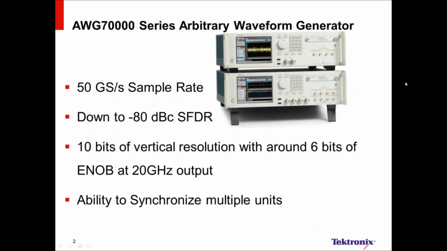So first of all, let's talk a little bit about some of the capabilities that are built into the AWG70000 series. With this single channel box, we have up to 50 gigasample sample rate and very good fidelity and RF specifications with down to minus 80 dBc spurious free dynamic range, and 10 bits of resolution with around 6 bits of effective number of bits at the 20 gigahertz that we're trying to achieve for these particular signals that we're generating, and the ability to synchronize multiple units, and you'll see why the requirement for this is in future slides.